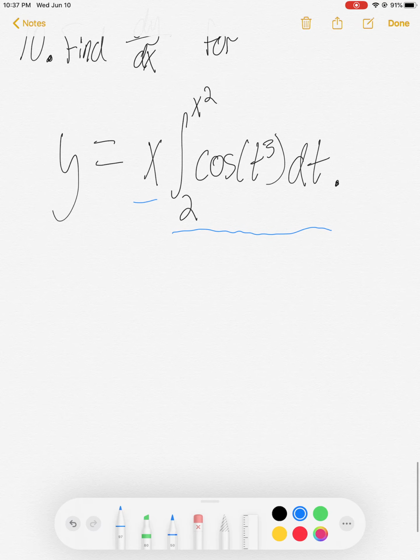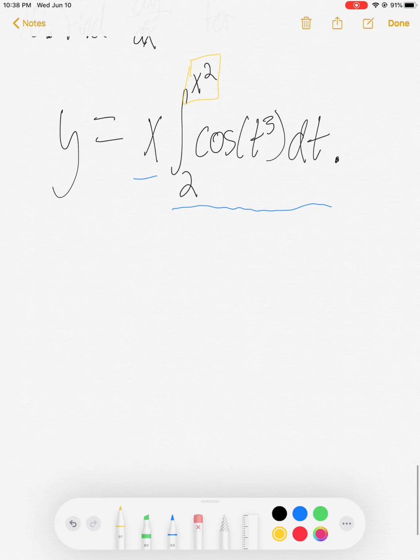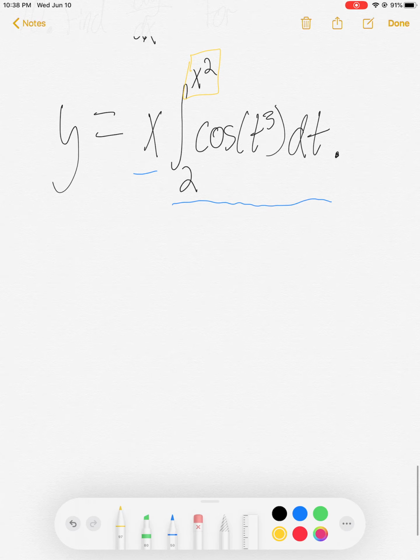So the first thing that I noticed, and this is actually going to be very similar to what we did last time, in fact, it looks like I'm going to need to use the product rule, right? I'm going to need to take the derivative of this first part, this x function, and then I have this other function over here, which consists of the integral.